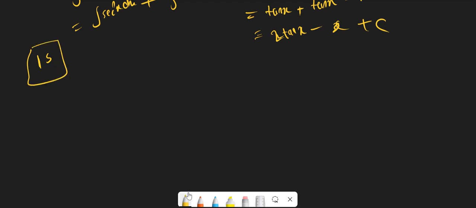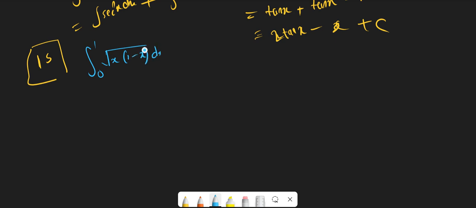So for 15 here, we need to do the integral from 0 to 1 of x times, so the integral, okay, so this is the integral from 0 to 1 of square root of x times 1 minus x. Now there's a neat way to do this.